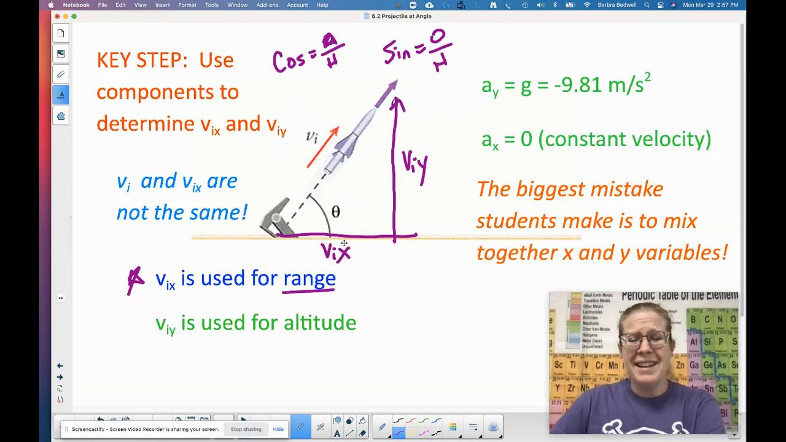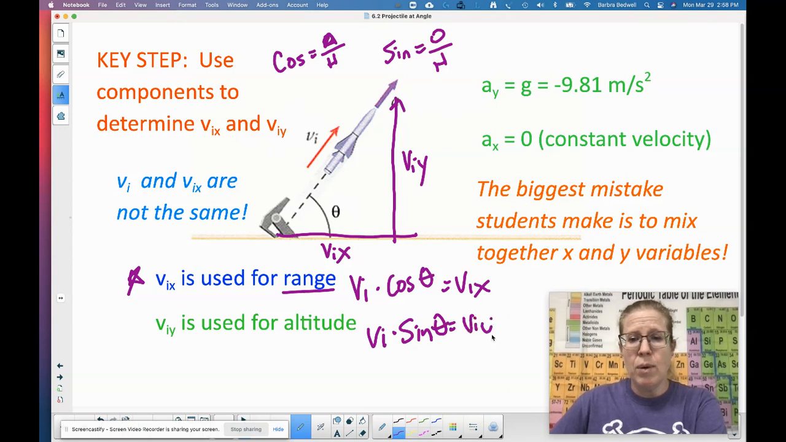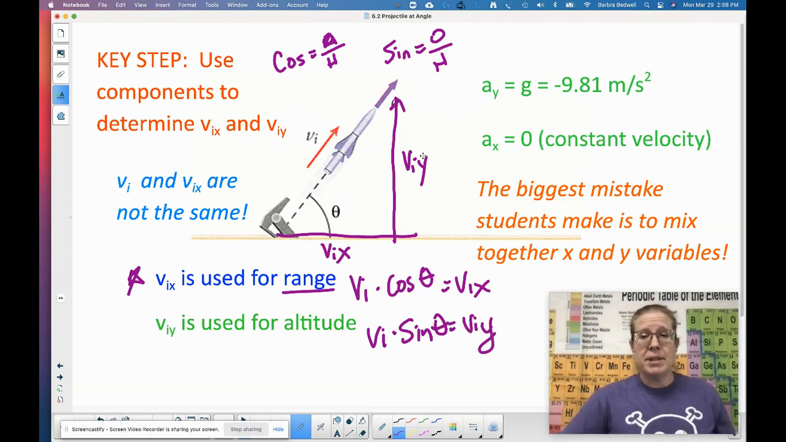So cosine is going to give us the adjacent side, CAH, right? So cosine of our angle is equal to the adjacent side, which is VIX, over the hypotenuse, which is VI. So this is going to be VI times cosine of theta. It's going to give us VIX. VIY is going to be VI times the sine of theta. Gives us VIY. Again, sine is the opposite side to it.